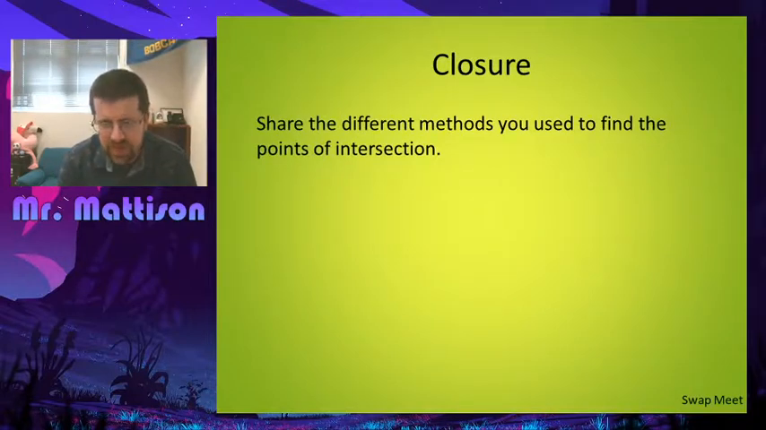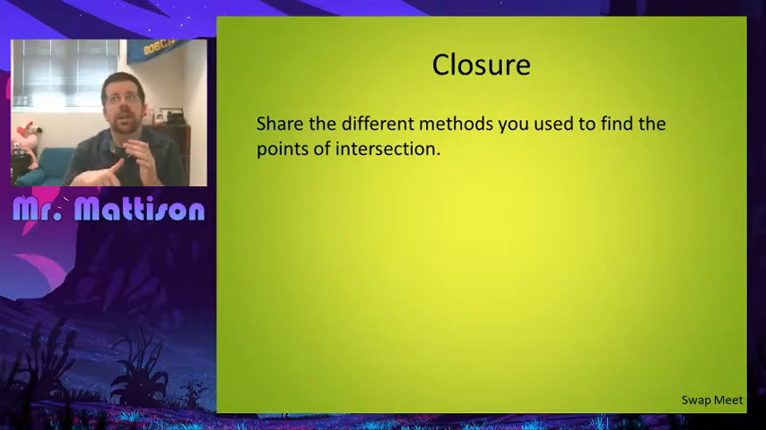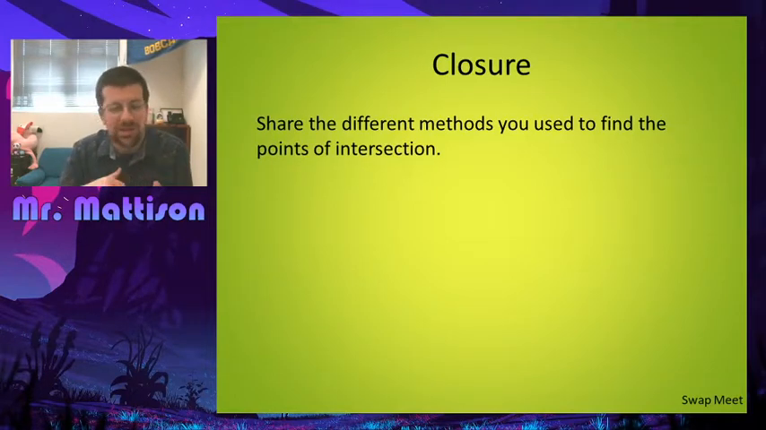Closure: thinking about the different methods we use to solve. So we covered solving it by graphing and then using the trace or the calculate feature. We solved it by using a table, and then we also solved it algebraically. All of those have their different uses and different strengths and weaknesses, but those were the methods we used here today.